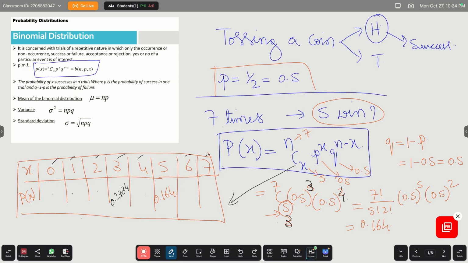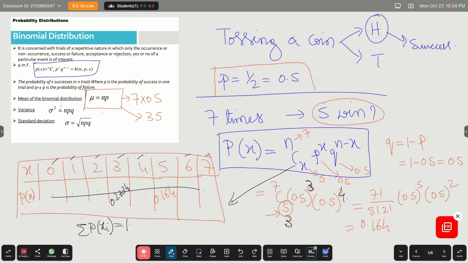And you can also observe that if you add all these values, the sum of the probabilities will be equal to 1. And to calculate the mean, you don't have to use the general formula we discussed in our last topic. The mean of a binomial distribution will always be equal to n into p. I have given that in this slide. Mean formula is n into p. In this example, our n value is 7 and p value is 0.5. So the mean of this binomial distribution will be 3.5.